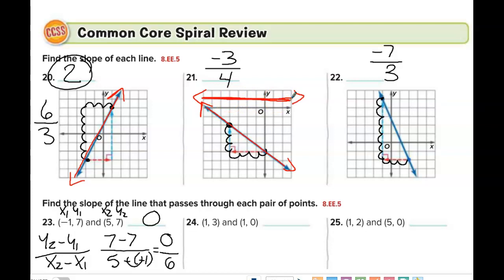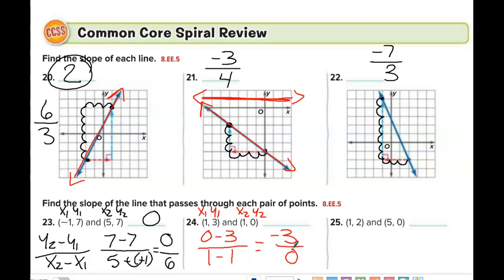For this one, I use the same formula: x1, y1, x2, y2. My y2 minus y1 over x2 minus x1, which is 0 minus 3 over 1 minus 1. That's 0 in the denominator. What's my slope this time? Can you divide by 0?